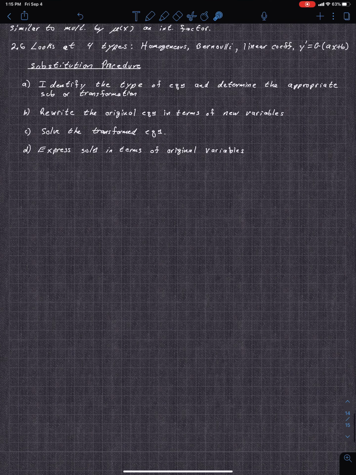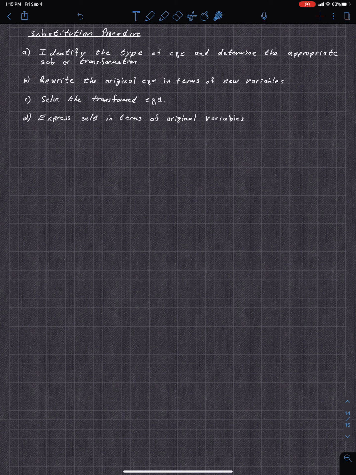So here's the general procedure. Identify the type of equation and determine the appropriate substitution or transformation. Rewrite the original equation in terms of the new variables. Solve the transformed equation. Express the solution in terms of the original variables. So you want to substitute back, basically. Let's take a look first at what they're calling homogeneous equations and see how to solve those.